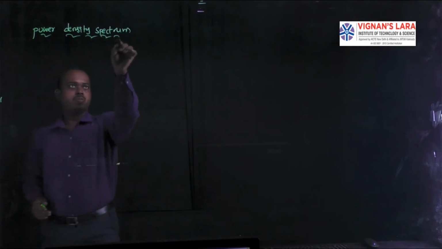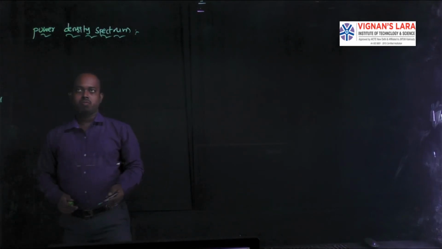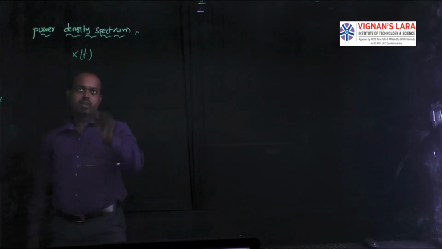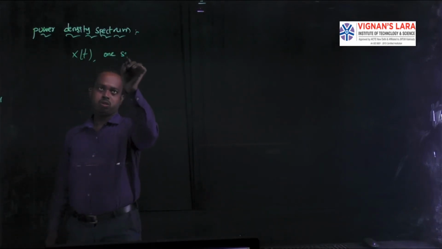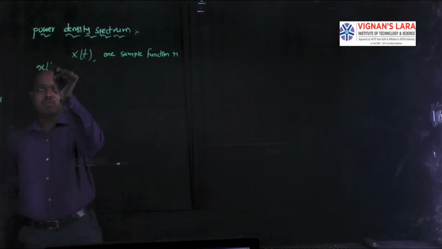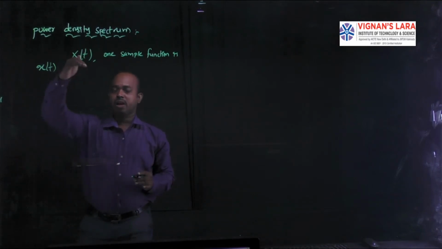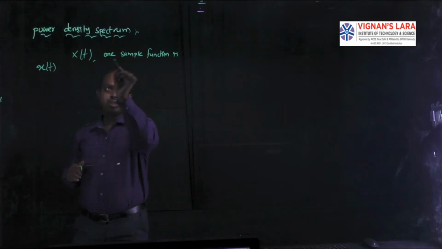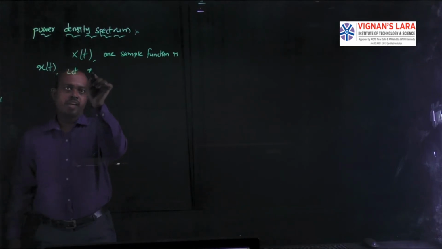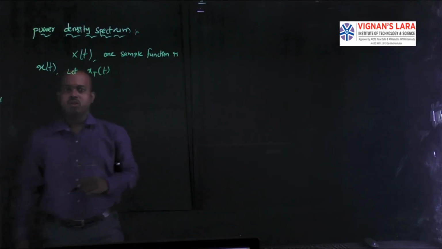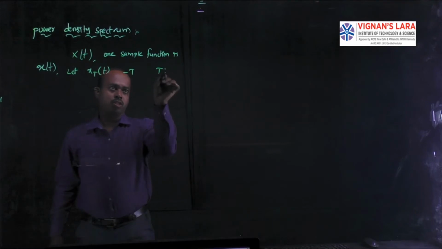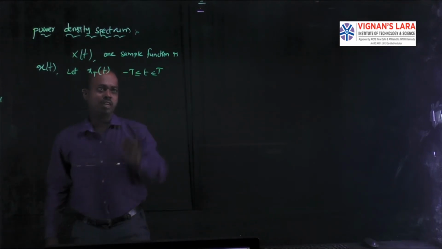For deriving the power density spectrum, we need to consider some assumptions. First of all, consider the random process capital X of t. In this random process, one sample function is small x of t. For this small x of t, let small x subscript T of t be one part of the sample function in the interval of minus T/2 to plus T/2.